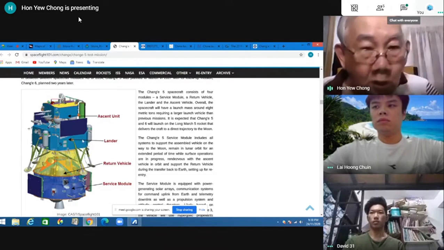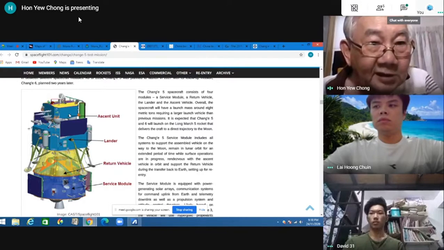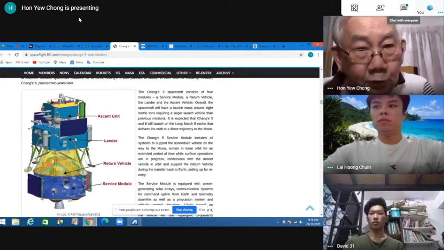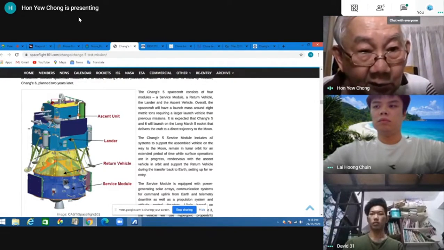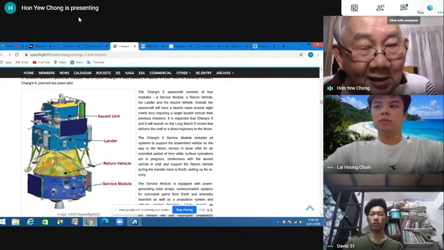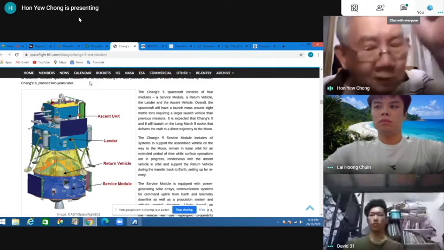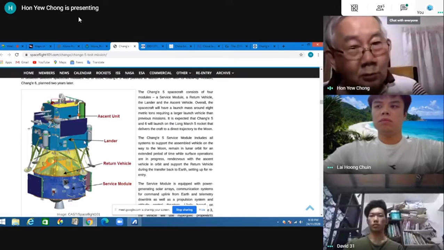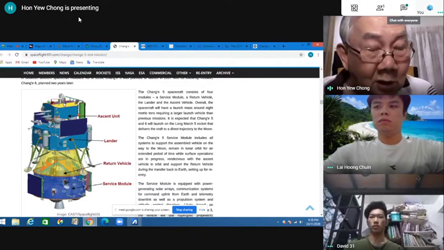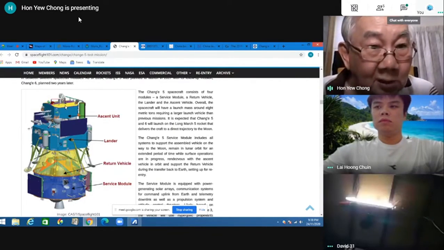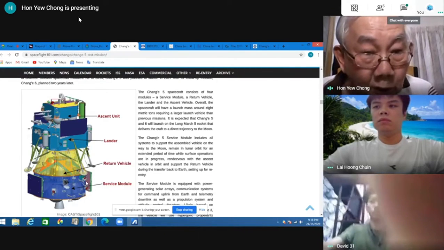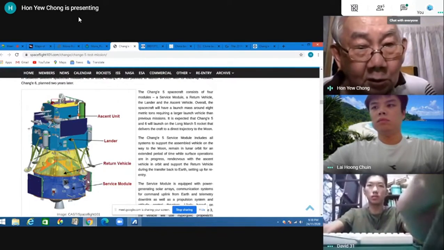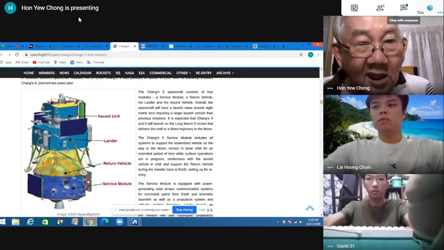So when it blasts off, the ascent unit, I made a mistake. So the lander and the return vehicle will land on the moon. But after that, the ascent unit will blast off from the moon. The lander here will remain on the moon. So the lander will have the sample, the ascent unit will join with the service module orbiting around the moon and come back to the Earth.